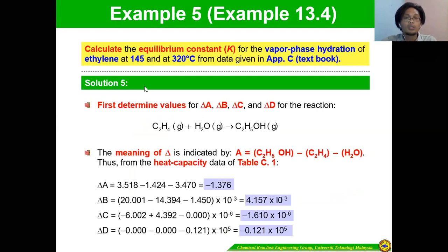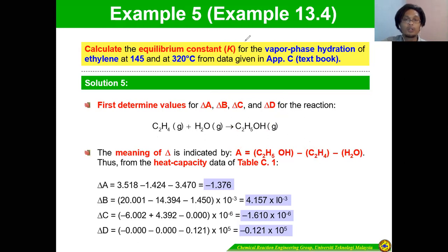What you have to do is determine the values of delta A, delta B, delta C and delta D, because we want to substitute them into IDCPH and IDCPS. The meaning of delta is the total of A for C2H5OH minus C2H4 and H2O, so products minus reactants. For the value of A, just refer to appendix C, and then total all the values of A, B, C and D.